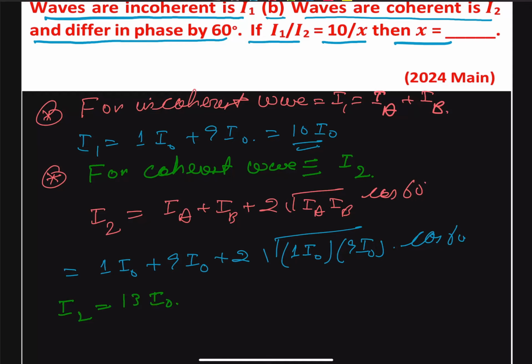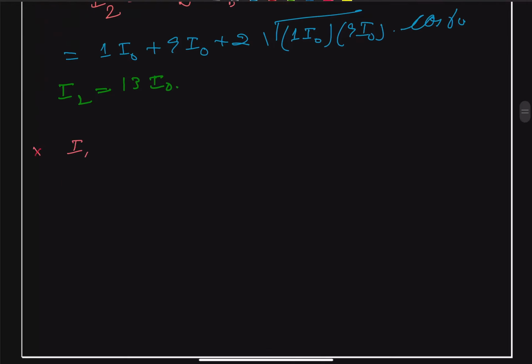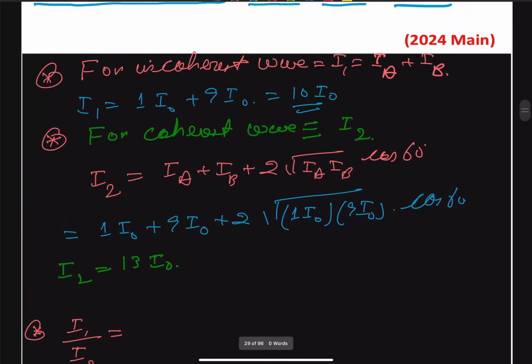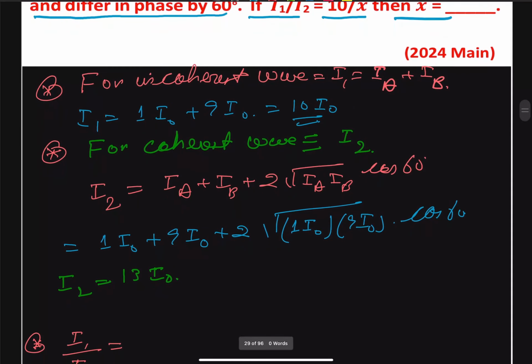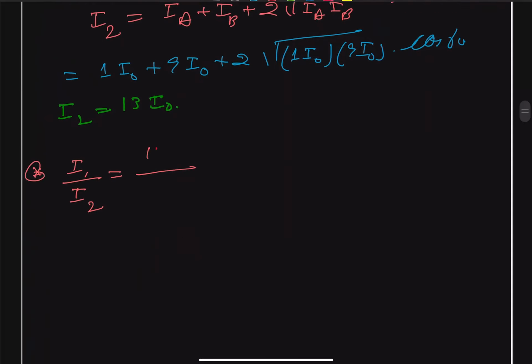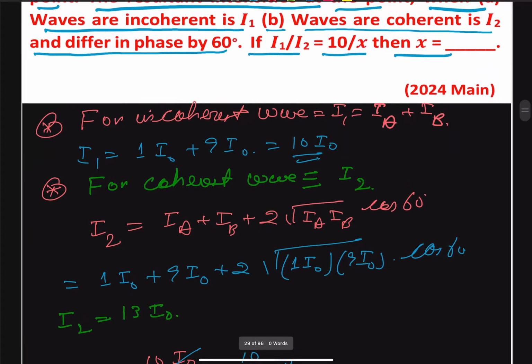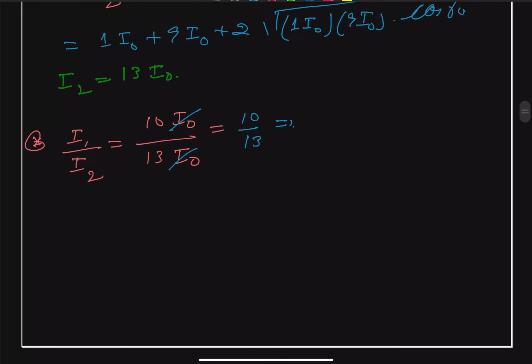And we need to find out ratio of I1 to I2. So I1 is our 10 I0, and I2 is our 13 I0, and here I0 and I0 go away, so this comes as 10 upon 13, which means that x, we are given that the solution is 10 upon x, which will be equal to 10 upon 13. So this gives us that our x will be equal to 13.